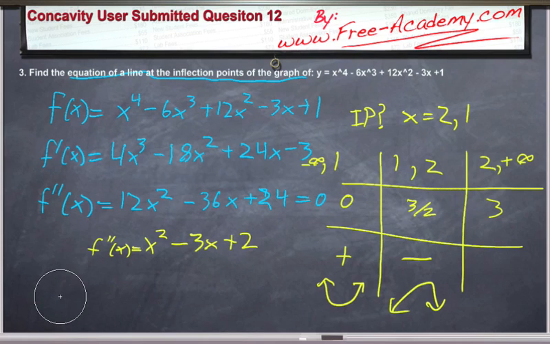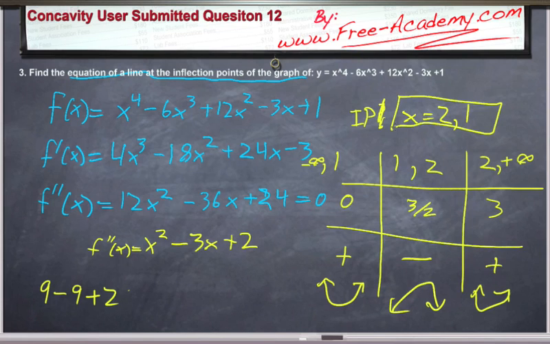Now we evaluate for our last test value, which is x equals 3. So this is going to be 9 minus 9 plus 2. That's positive. It's concave up. So our inflection points indeed are at x equals 2 and 1.